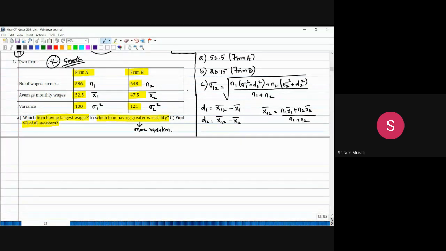Let us start. Before that, I start this problem. So this problem we discussed yesterday. We want to find this combined SD, for which I must know what the combined mean is. So what is a combined mean? How to start the problem?